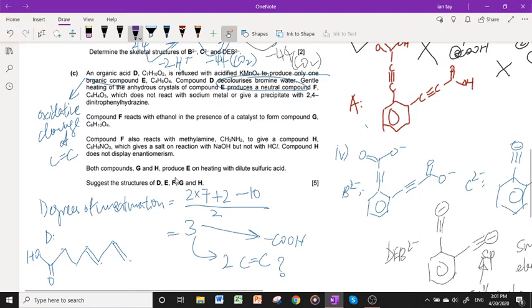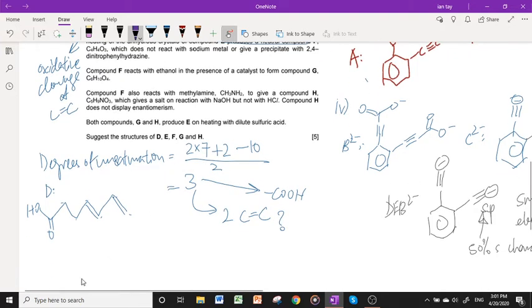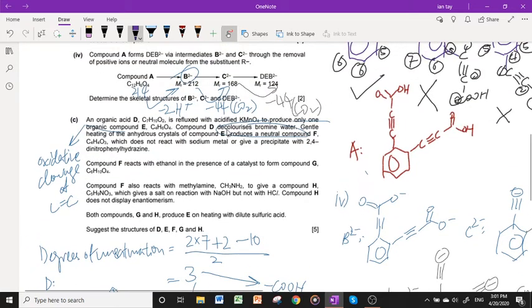Okay, so gentle heating of the anhydrous crystals of compound E. So if the structure of D is correct, then consequently the structure of E, the only organic product, would be this. Do you agree? And we see that gentle heating of the anhydrous crystals of compound E produces a neutral compound F. So from E to F, there's a loss of a molecule of H2O, right?